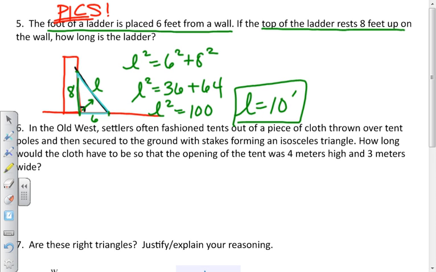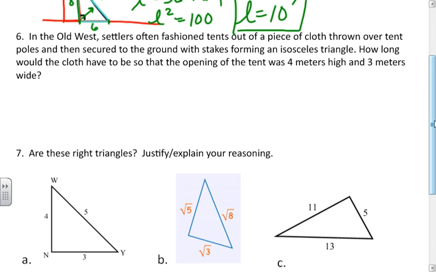Now this next one is fun because you have to think about what the picture is going to look like. In the Old West, settlers often fashioned tents out of a single piece of cloth thrown over tent poles, then secured to the ground with stakes, forming an isosceles triangle. How long would the cloth have to be so that the opening of the tent was 4 meters high and 3 meters wide? So let's think about this.